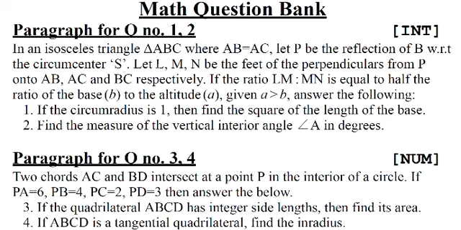And L, M, N are the feet of the perpendiculars from P to AB, AC, and BC. If the ratio LM is to MN is equal to half the ratio of the base B to the altitude A, given that the altitude is greater than the base, then answer the following.